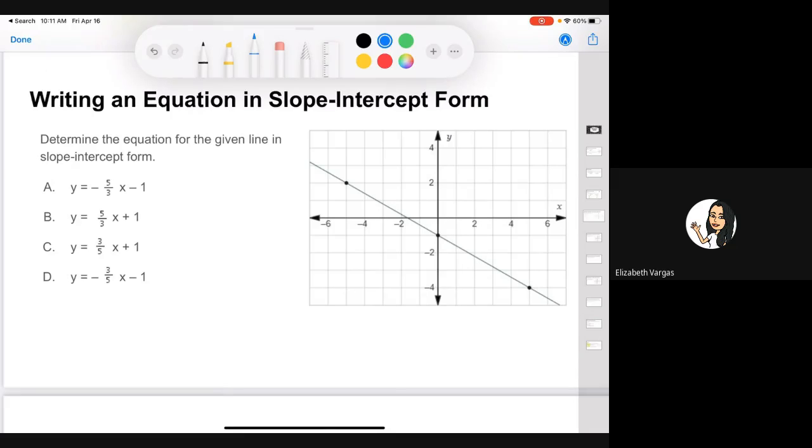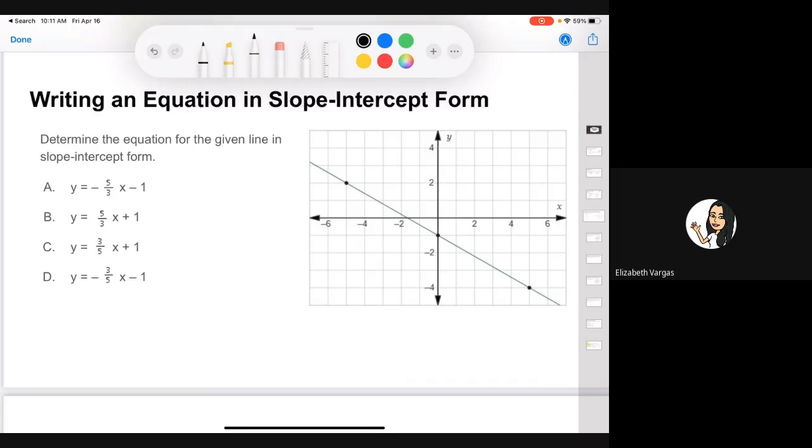This says writing an equation in slope-intercept form. Determine the equation for the given line in slope-intercept form. So there are actually 2 ways that I can go ahead and solve this problem. The first thing I always want to do is identify my slope, because that will give me my basis for everything. So there's 2 ways that I can do that.